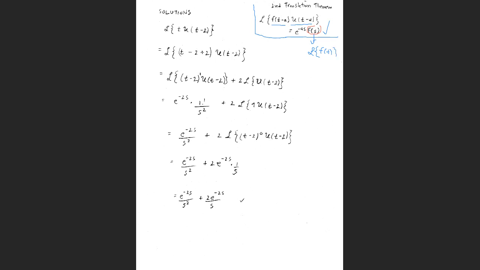So because I want a function of t minus a, I want a t minus 2, not a t, in front of that unit step function. So I'm going to write t as t minus 2 plus 2. And then what we can do is the t minus 2, I can distribute that. And the 2, I can distribute that also to the unit step function. And that's going to get me then here.